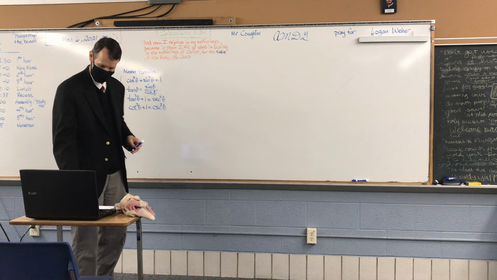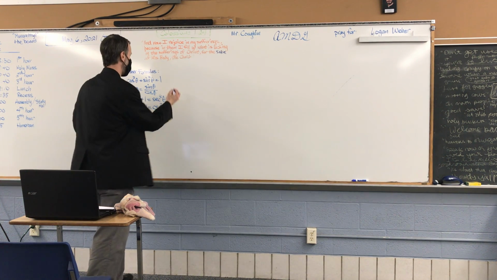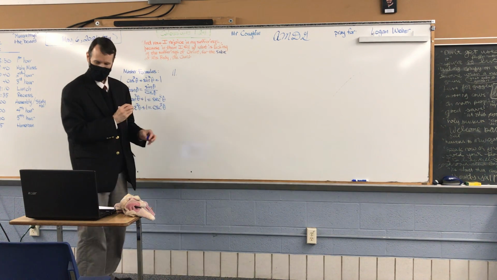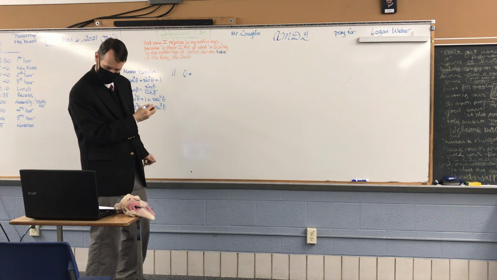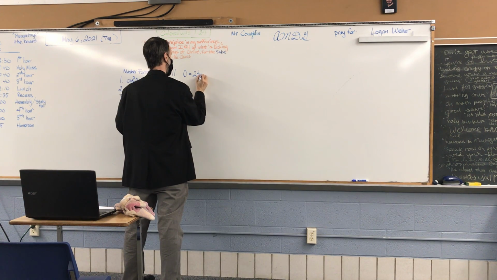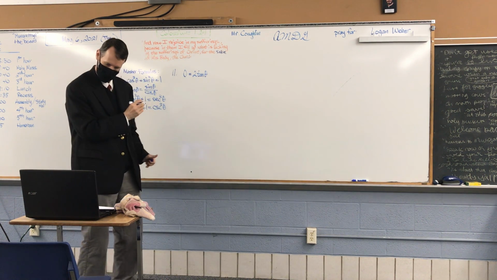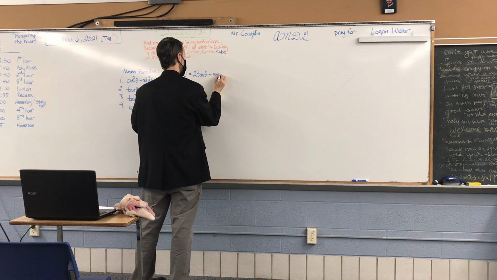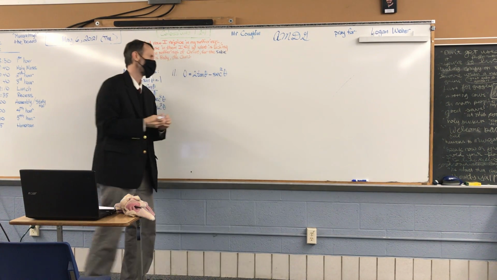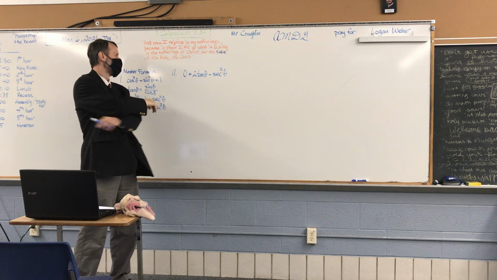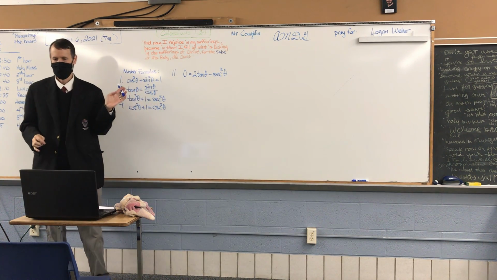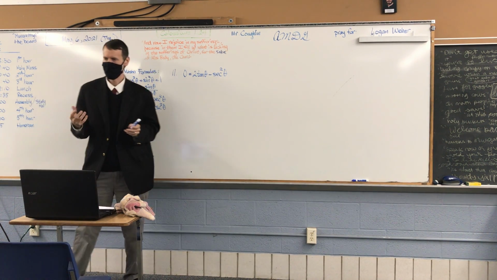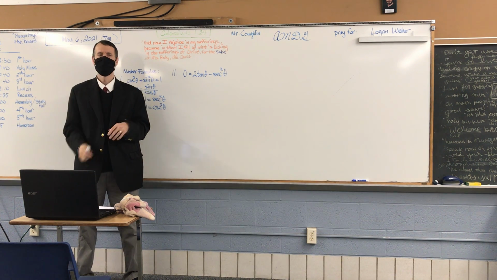I want to look at problem number 11. It looks like this. 0 equals 2 tangent of theta minus secant squared of theta. Now, we have a bit of a problem here. The last problem we did on the board was icky looking, but we could do it because it was all cosecant, cosecant, cosecant. What's the problem here?